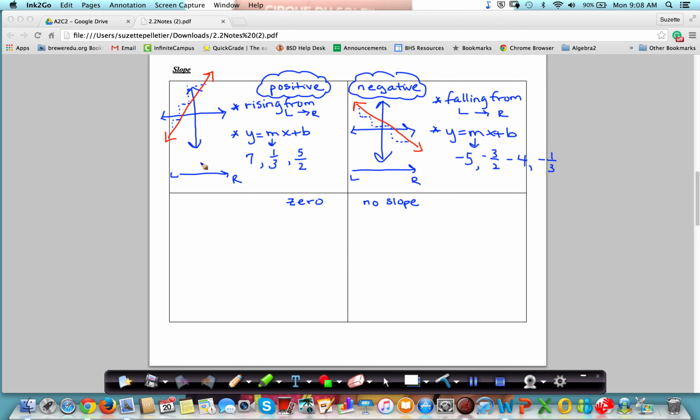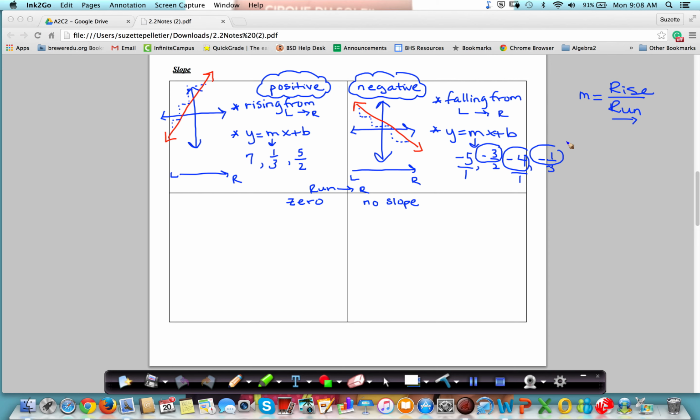So you notice that every single time we're running, we run to the right. Okay, so remember that slope is rise over run. This run is always to the right. So we're going up and to the right, or down and to the right. So the negative value here goes with the numerator because that's telling you to fall 5 and run 1. This is telling you to fall 3 and run 2. This is telling you to fall 4 and run 1. This is telling you to fall 1 and run 3.